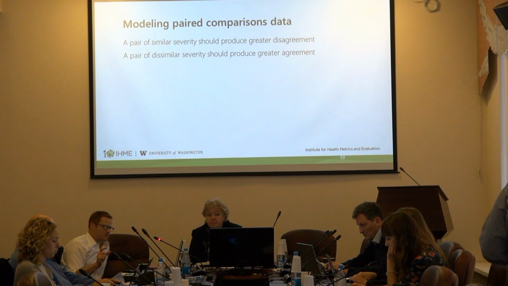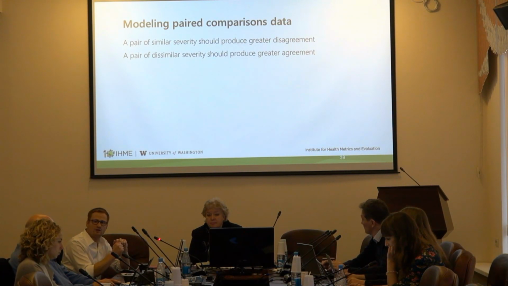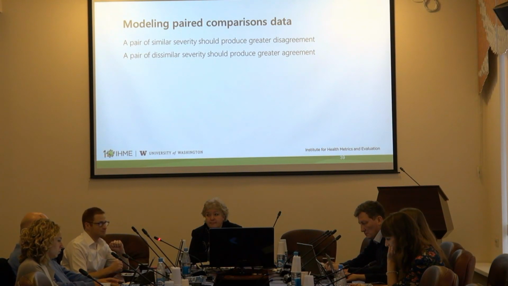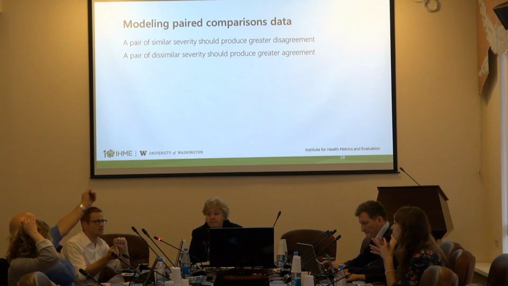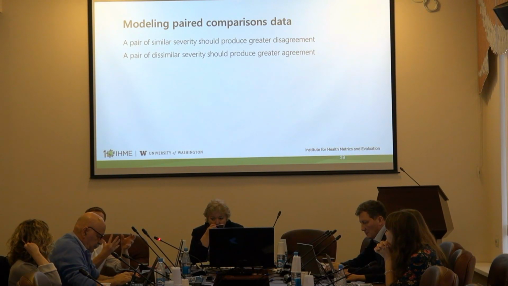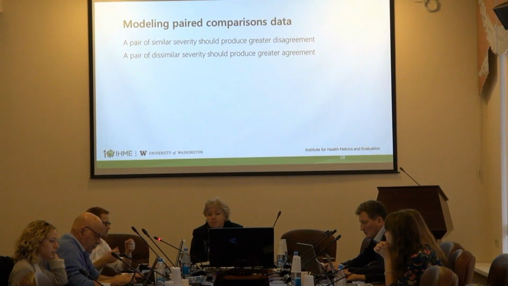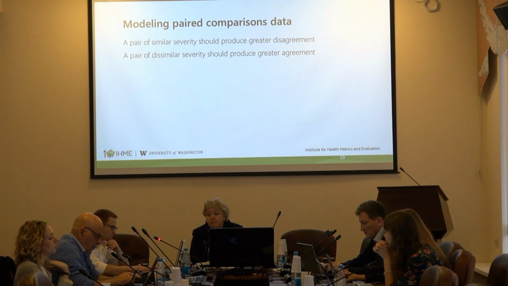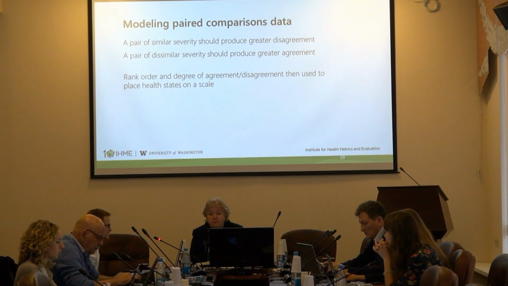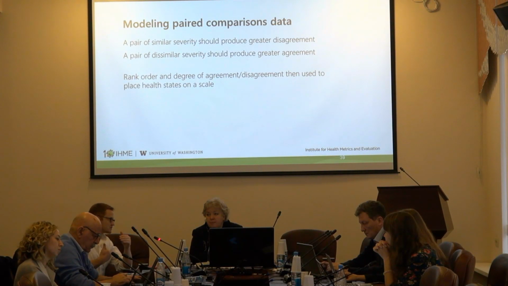So what happens is if you have a pair of descriptions that are of similar severity, you'll get quite a bit of disagreement. Half the people will think A is worse than B, half the people will think B is worse than A. On the other hand, if you have two conditions of very dissimilar severity, one is very severe and one is very mild, you'll see almost universal agreement as to which one is more severe. So that makes it possible then to rank order based on agreement and disagreement to place all the different health states on the scale.